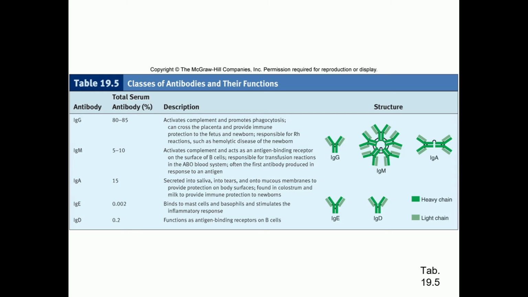Antibody IgE. Total serum antibody is 0.002%, binds to mast cells and basophils and stimulates the inflammatory response. And last, we have antibody IgD. Total serum antibody is 0.2%, functions as antigen binding receptors on B cells.